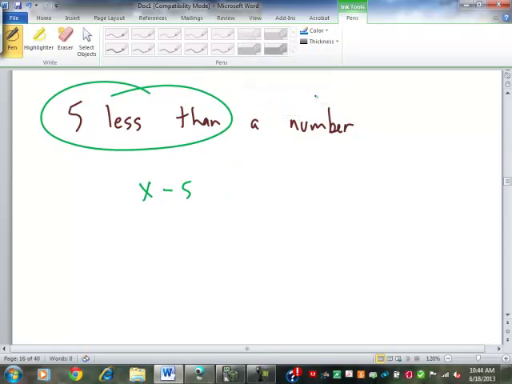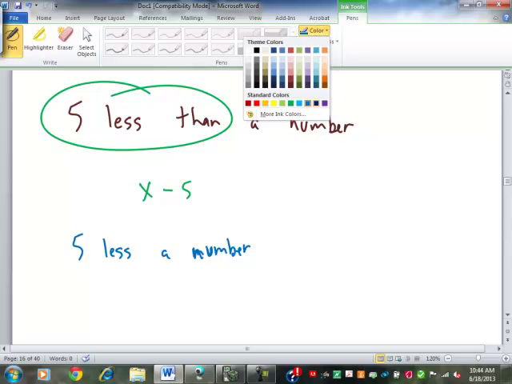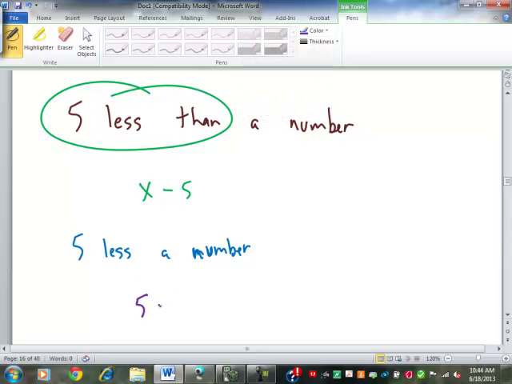Now you'd have to be careful. You take out one word there and it's significantly different. Instead of 5 less than a number, 5 less a number is way different. That is 5 minus x, or 5 minus whatever variable. So when we're subtracting, the order does matter. Subtraction is not commutative.